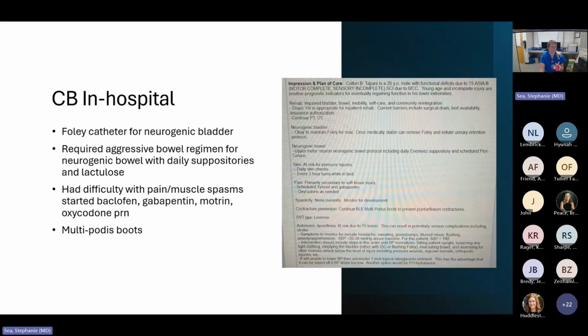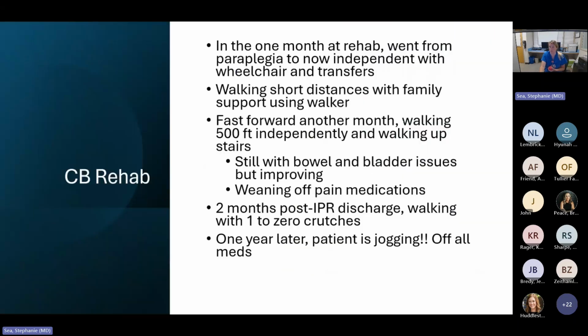So he is now prescription or drug-free, which is also fantastic. He required multipodus boots while he was here, again, to prevent any contractures, which clearly you can see helped, because now he is able to stand and walk and is not having to deal with a lot of contracture issues long-term. So again, this is his rehab course.